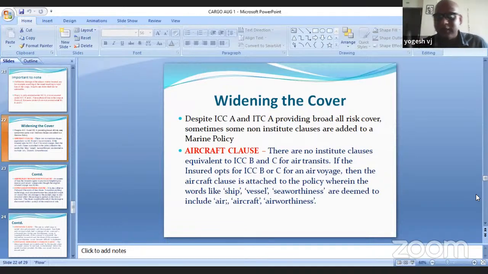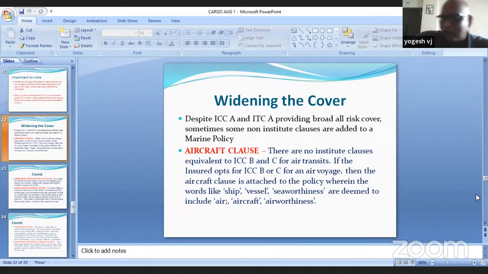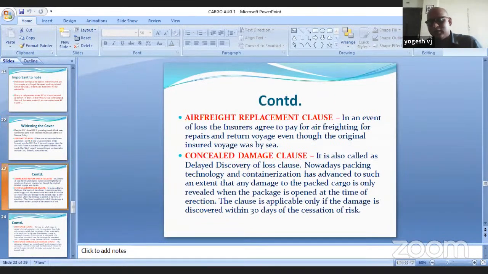Because see, there is ICC A, B, C, and then there is ICC air. Have you ever come across ICC air B, ICC air C? No, we haven't. There is only ICC air, so it is generalized. Then the aircraft clause is attached to the policy, wherein the words like ship, vessel, seaworthiness are deemed to include aircraft, airworthiness.